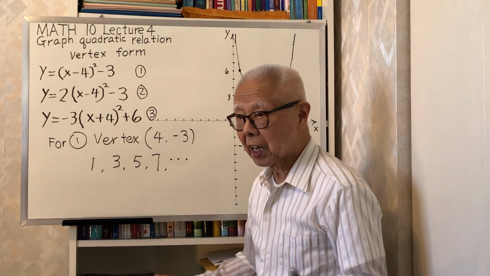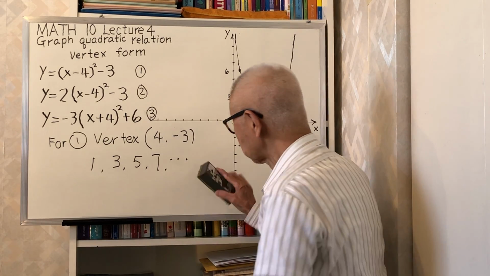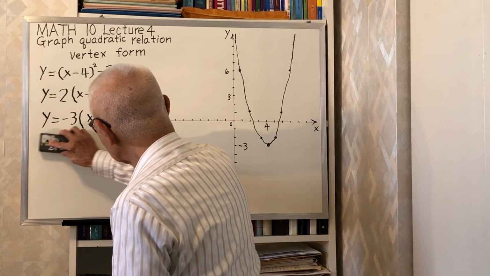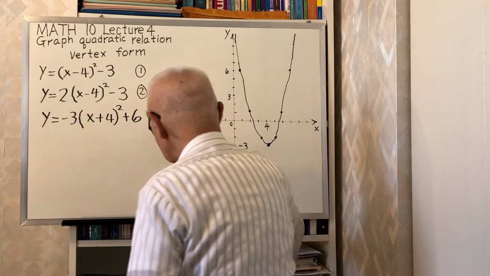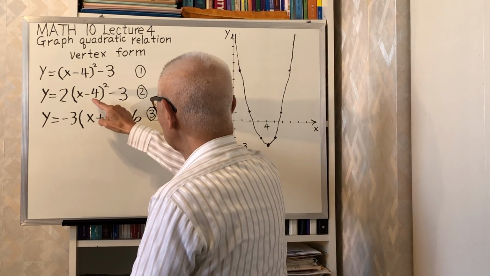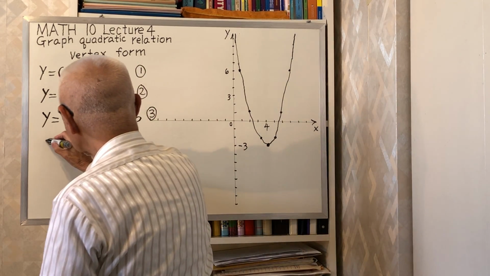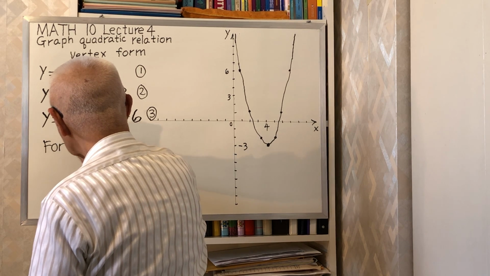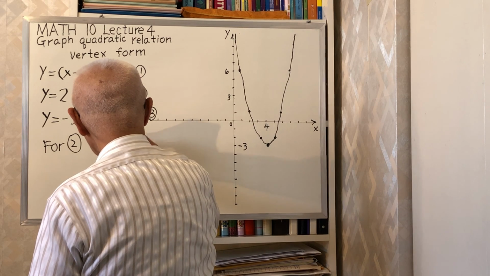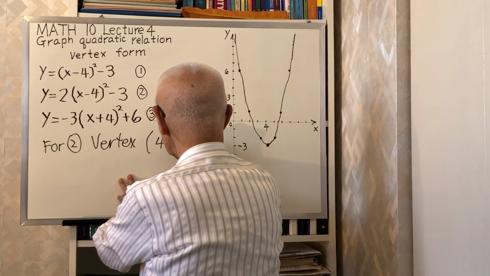Remember, I also said another way is to do a table of values. But this is a shorter way, okay? So that's number one. Let's do number two now. Number two, the vertex actually is the same as number one. The vertex is the same, 4, -3.